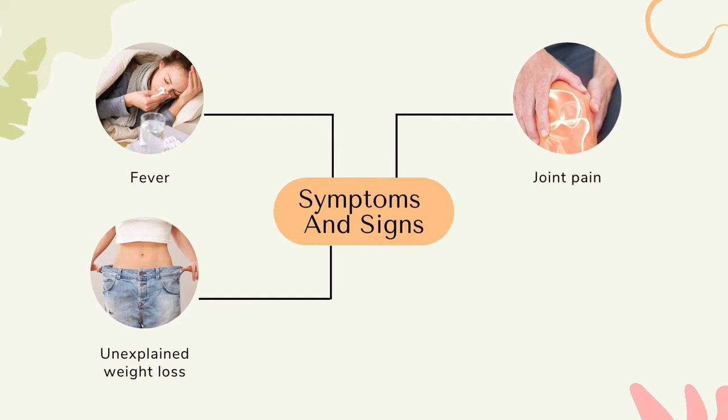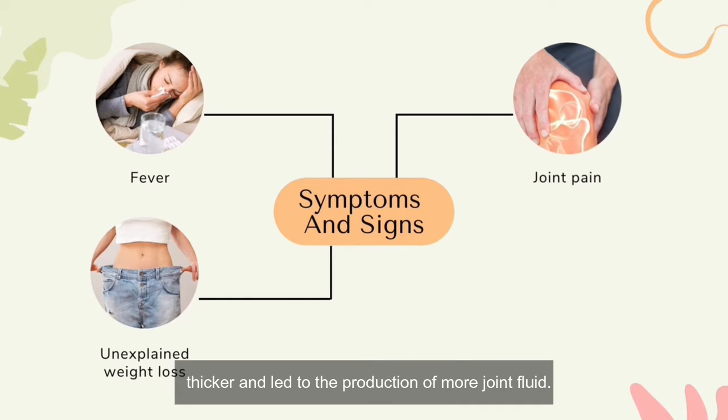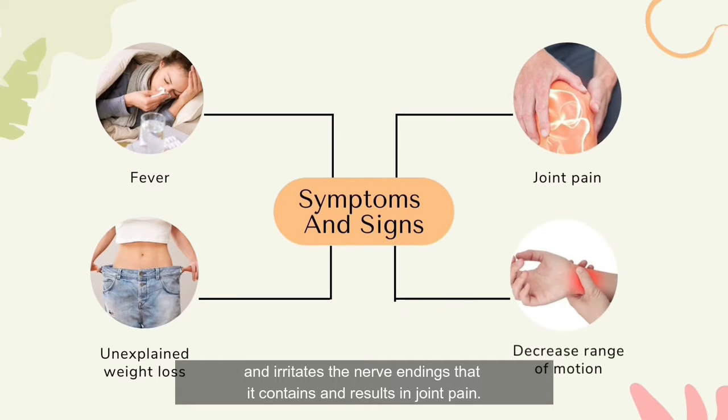The third one is joint pain, which is pain in more than one joint at the fingers, wrists, or feet. This is due to the inflammation that has made the lining of the joint thicker and led to the production of more joint fluid. This creates pressure on the capsule that surrounds the joint and irritates the nerve endings that it contains, and results in more joint pain.